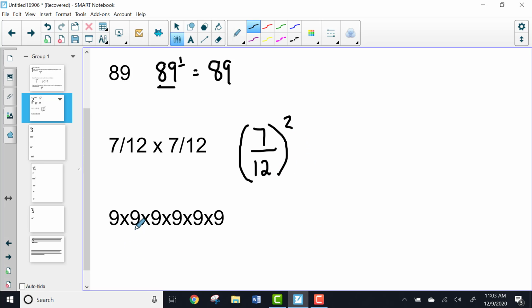And then we have 9 times 9 times 9 times 9 times 9 times 9. We can see that there are 1, 2, 3, 4, 5, 6 times we're multiplying 9 by itself. So 9 is the base, and then 6 would be the exponent, showing how many times you multiplied 9 by itself.